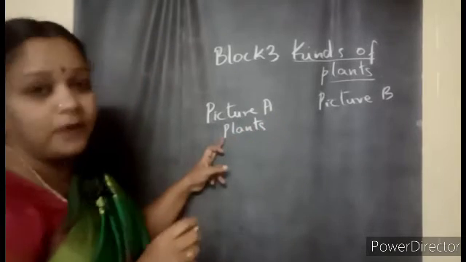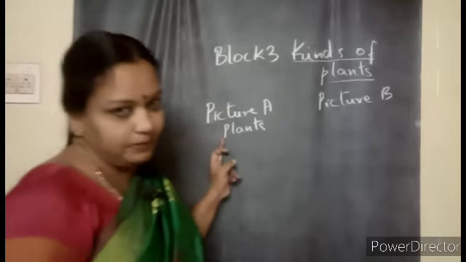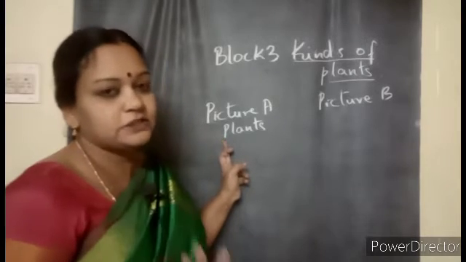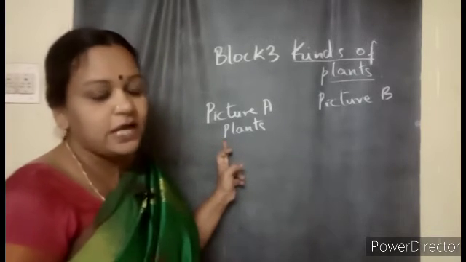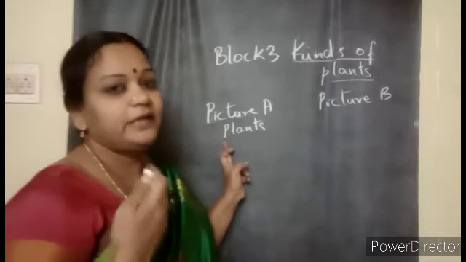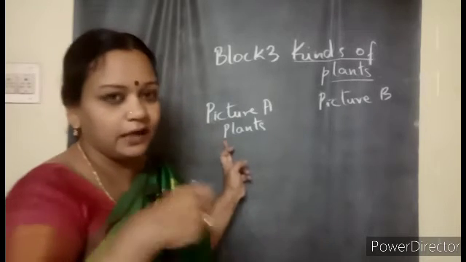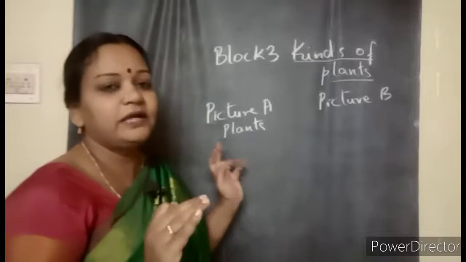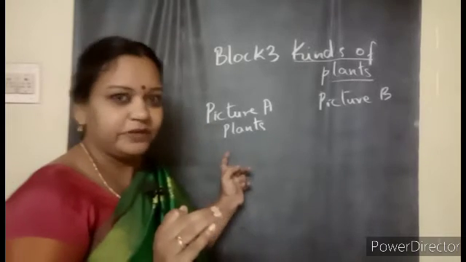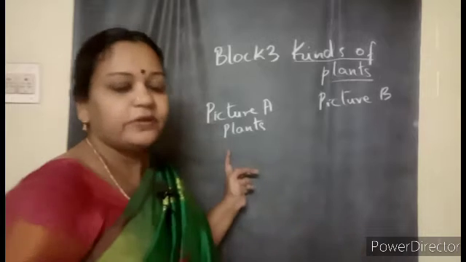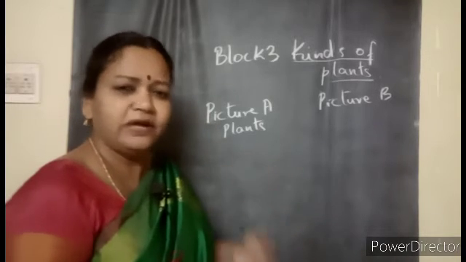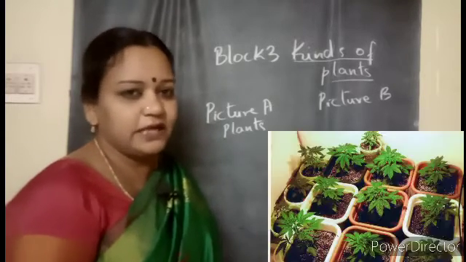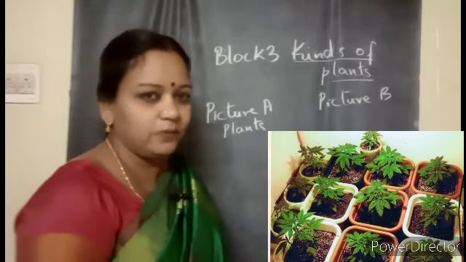Picture A plants are planted by people. Yes, they have brought them, they are in pots, and they are watered by them. They are taken care of by them. If weeds are there, they are removed, and the plants are very well taken care of by the people. Yes, because they are in our surroundings only. They are inside the home, and even near the home they are taken care of. If it is our own garden, we will take care of the plants, right?